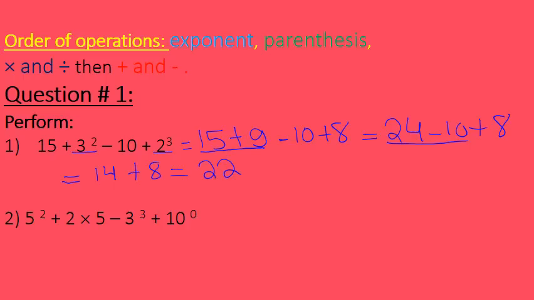Okay? Now the second one, Joel. We have 5 squared plus 2 times 5 minus 3 cubed plus 10 to the power 0. Which one do we start first? 5 squared. Only 5 squared? All the exponents at the same time. We have 5 squared, 3 cubed, and 10 to the power 0 as exponents. What is 5 squared? 25.